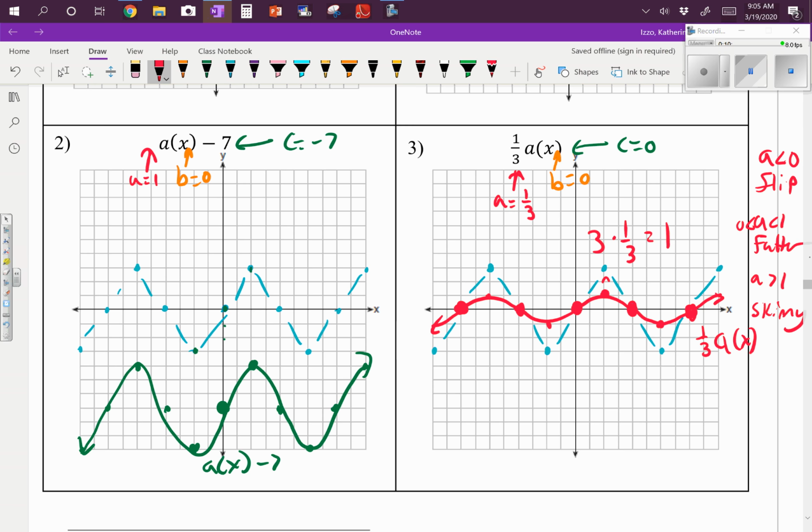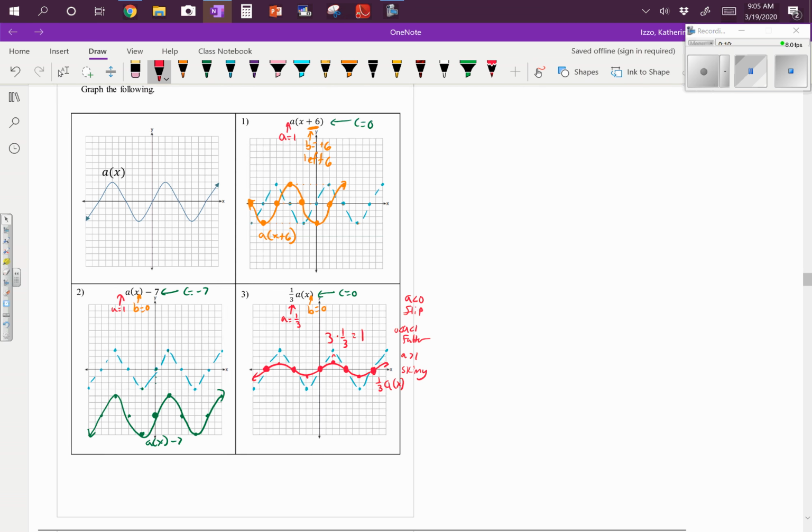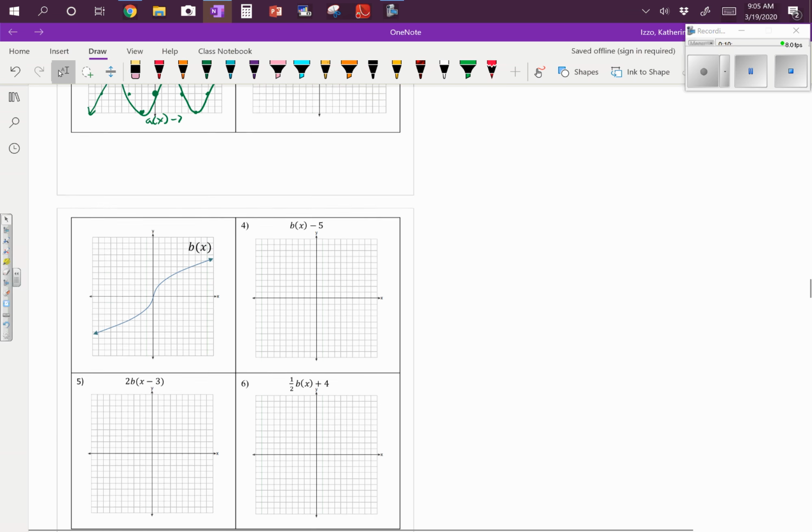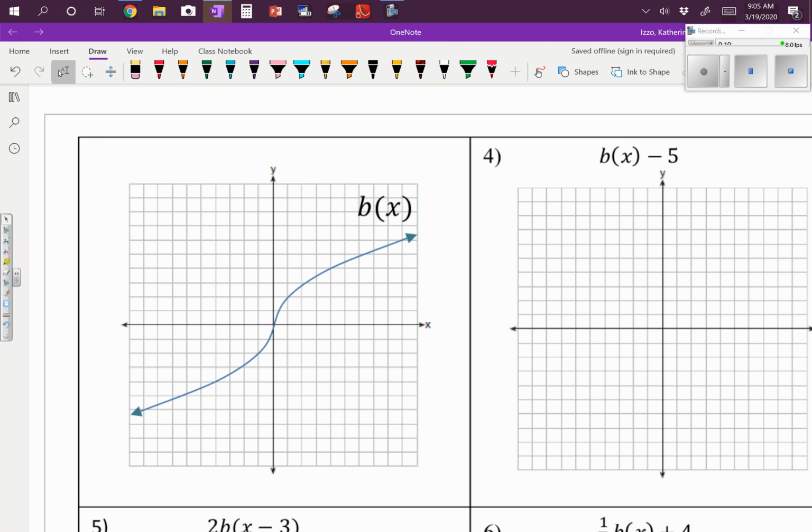That's how we do the front of the homework. If you have any questions on the front of the homework, you should probably ask me before you take the quiz. Good luck.